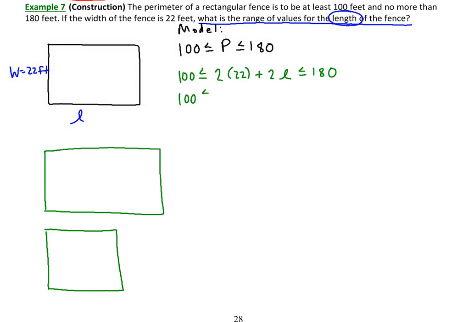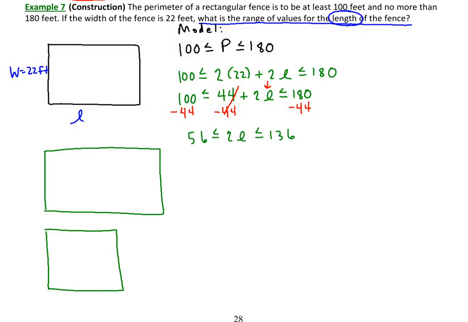Our goal is to get the variable by itself in the middle. I'm going to go ahead and multiply 2 times 22 there to get 44. And then I'm spying that L in the middle. My goal is to isolate it in the middle. So let's begin by subtracting 44 to all 3 parts. 100 minus 44 on the left gives us 56. We have a 2L in the middle. And 180 minus 44 on the right, that's going to give us 136.